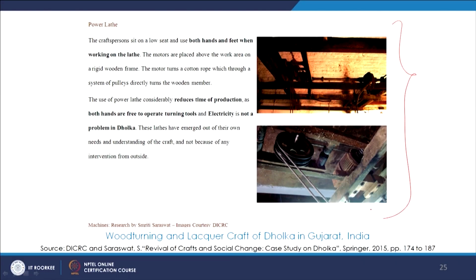This is just one example. So we see some more pictures of this power lathe. It reduces time of production. Both ends are free to operate. Electricity is not a problem in Dholka.